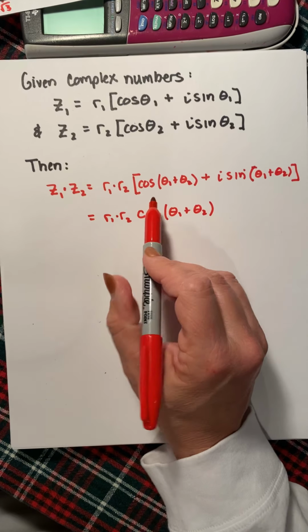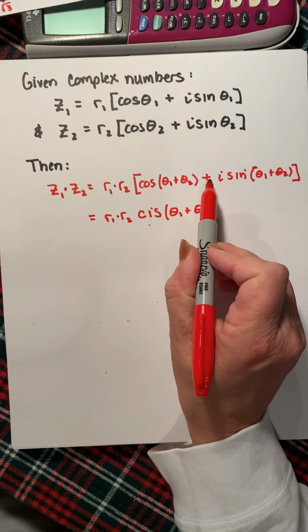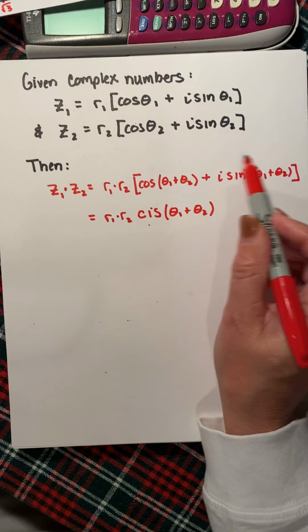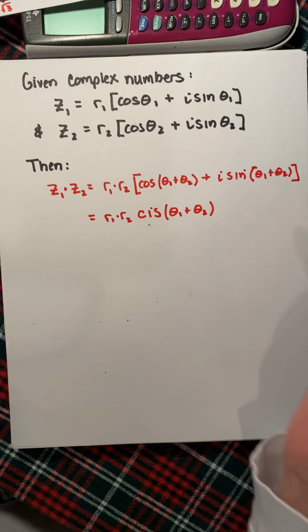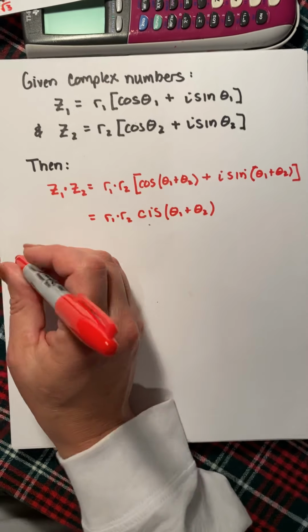Cis is just shorthand for cosine of theta 1 plus theta 2 plus i sine. So this right here just means this. I don't tend to use that. I just never have, but you are welcome to.